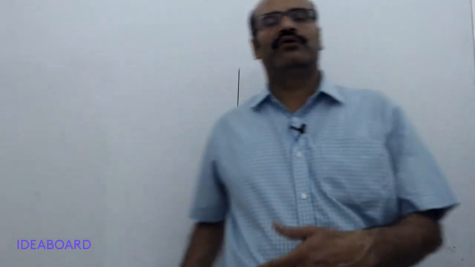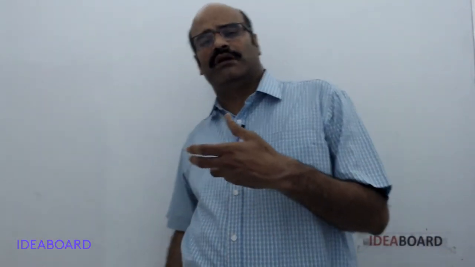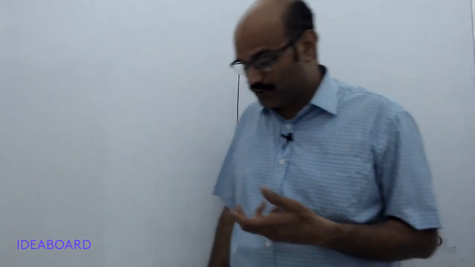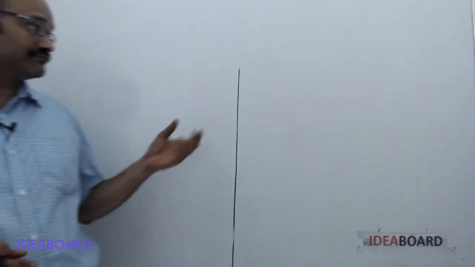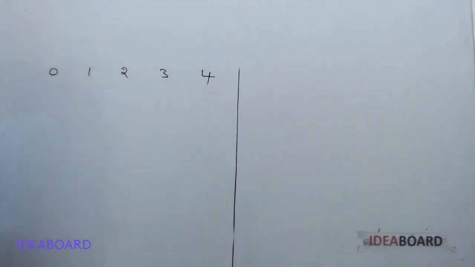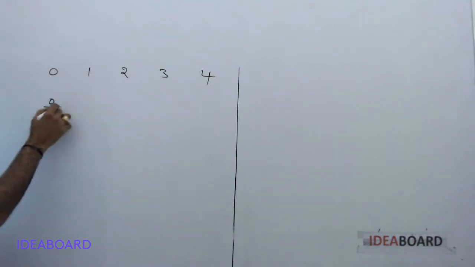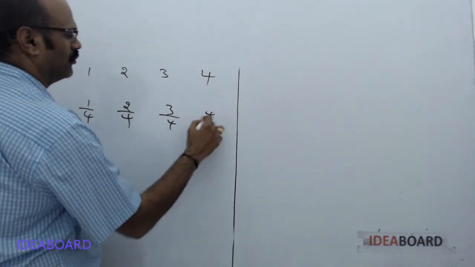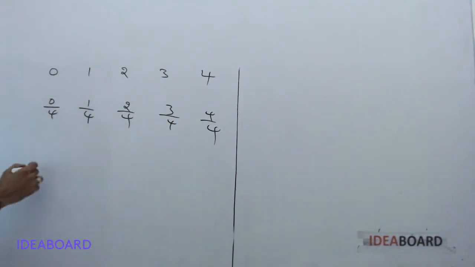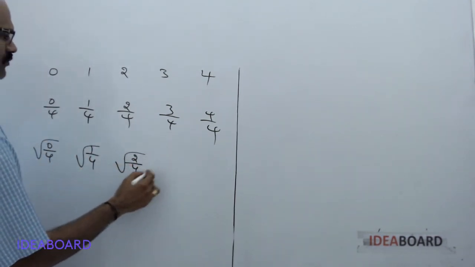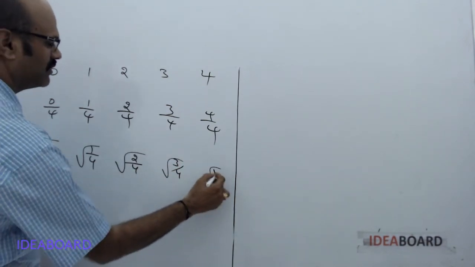Till now we came to know how to find the trigonometric ratios of 45 degrees, 30 degrees, 60 degrees, 0 degrees and 90 degrees. Now I will tell you how to remember those values. To remember that, first we should take 0, 1, 2, 3, 4. Divide by 4: 0 by 4, 1 by 4, 2 by 4, 3 by 4, 4 by 4. Now take the square root of them: square root of 0 by 4, square root of 1 by 4, square root of 2 by 4, square root of 3 by 4, square root of 4 by 4.